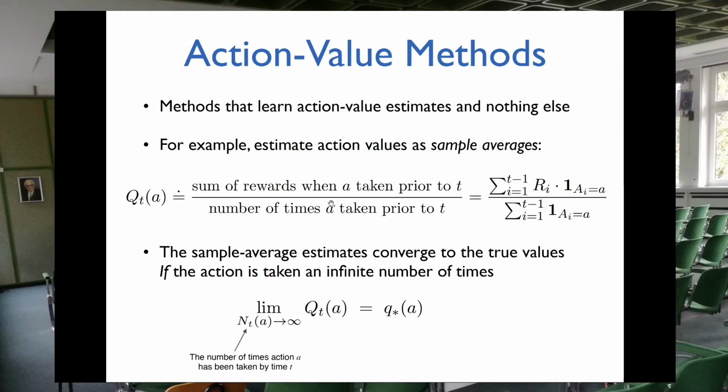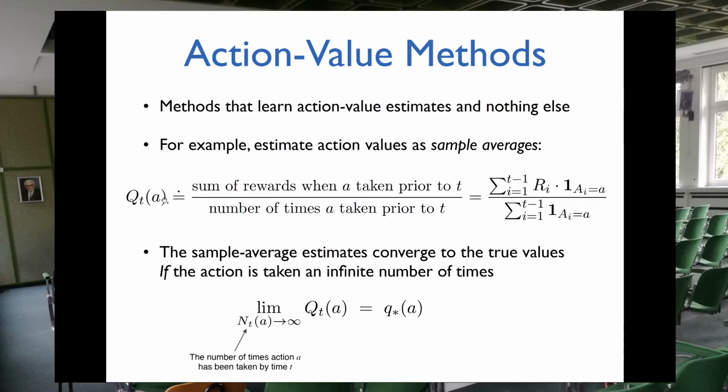So methods that learn action value estimates and nothing else are called action value methods, and this is the case that we have been describing now. You need to discover what is the reward that you expect to gain for each of the actions. Later you will see that you can also define values over states, not over actions, and those are called state value methods. But in this case we first talk about action value methods.